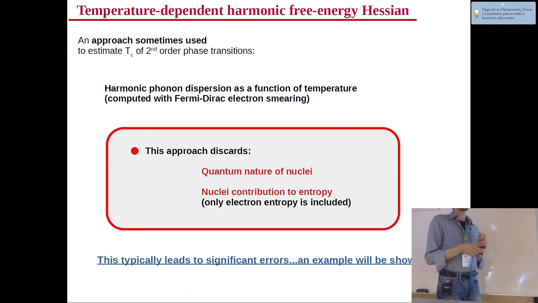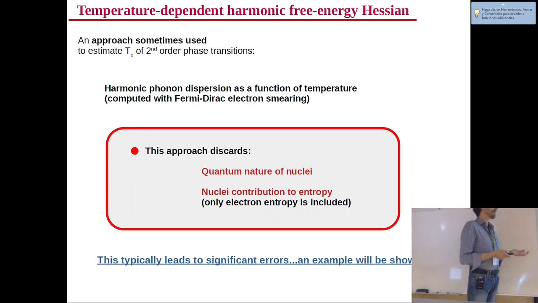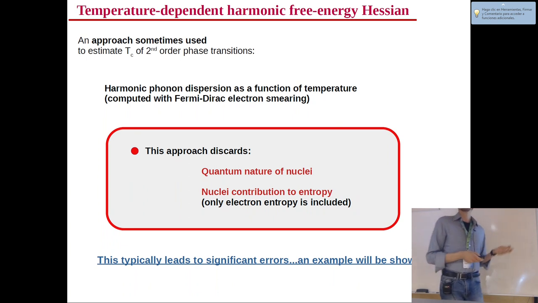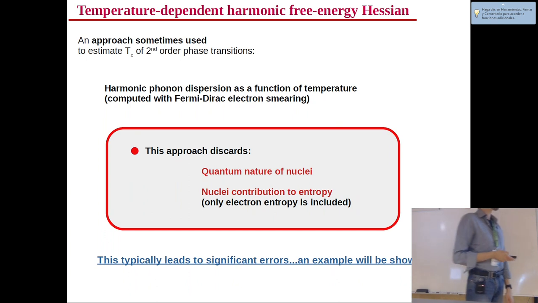And you know that in general, the entropic contribution from the nuclei is much bigger than the entropic contribution from the electrons. That's why usually when they use this approach, they have significant errors. And I will show you later an example of this. So in general, this is not the correct way to analyze a second order structural phase transition.